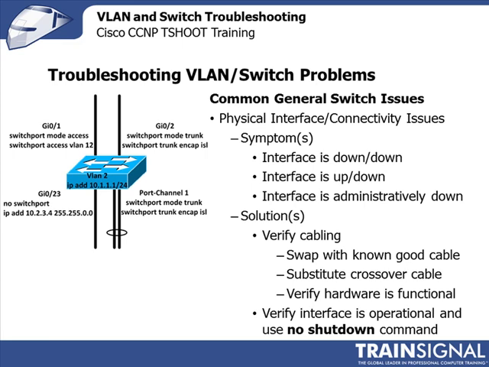To address that, always start by assuming the problem is with a cable. Swap with a known good cable. You may, in some instances, substitute with a crossover cable. It may not have the auto MDIX crossover function, so you may have to actually do something manually, and if that's the case, just do that. Also verify the hardware is functional. You can, for instance, use show controllers to see if there's something physically wrong with it, or try a different port on the switch to see if the same problem is happening.